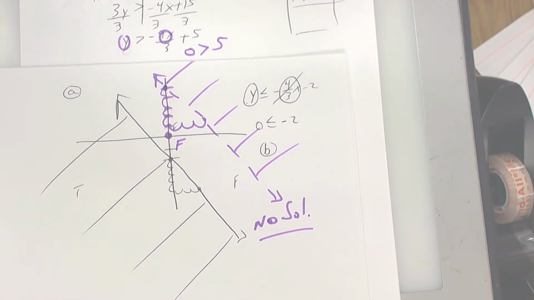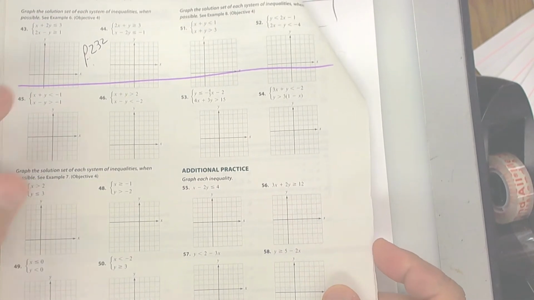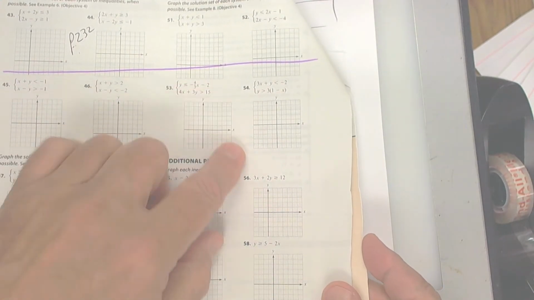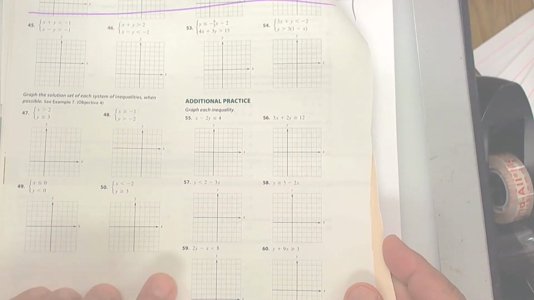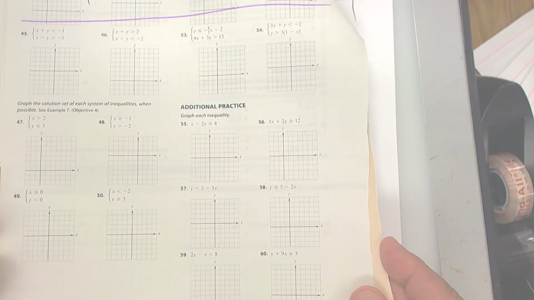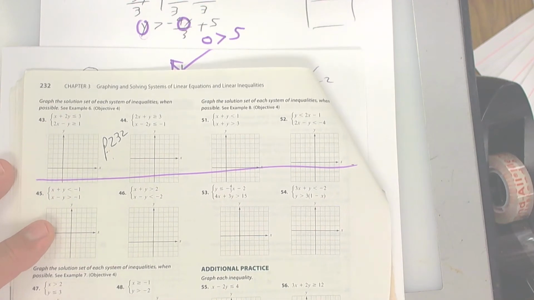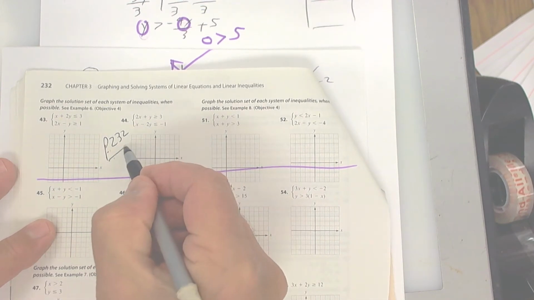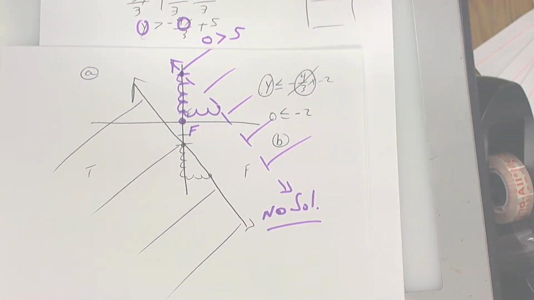Today, you're going to be working and finishing this up, okay? Yesterday I gave you the top part. I want you to finish this page right here. All right, so after you finish page 232, you're done, okay? All right, that's it for today.